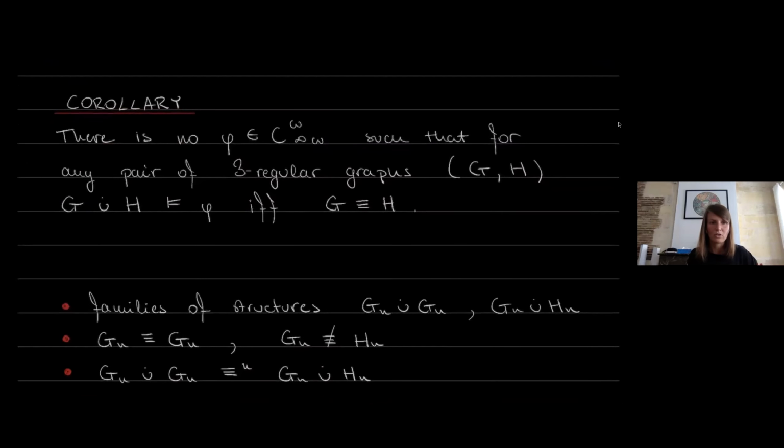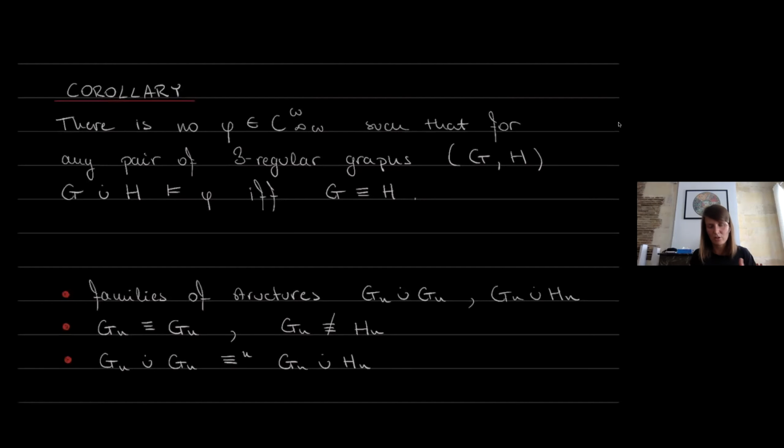As a corollary, there is no sentence of infinitary counting logic which for any pair of three regular graphs G and H would decide the isomorphism, in the sense that the disjoint union of G and H would satisfy this sentence if and only if the graphs are isomorphic. And why is there no such sentence? Why do we have this inexpressibility result?